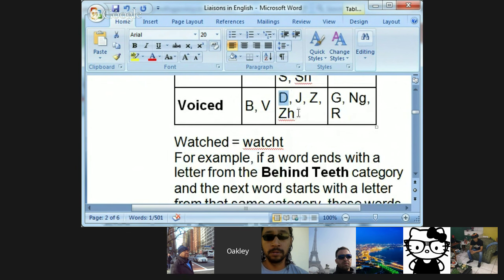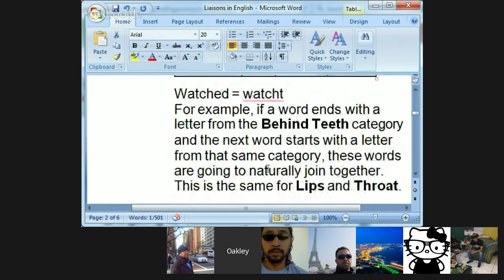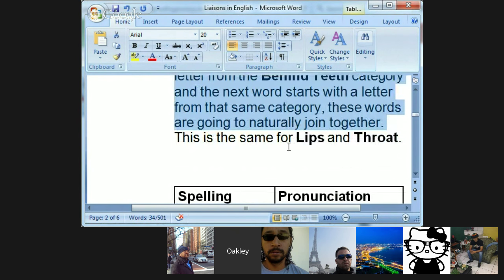Okay. Well, to further explain, and we'll try this out, everybody's going to get a chance to try this out because it's really the most complex one. If a word ends with a letter from behind the teeth category and the next word starts with a letter from the same category, these words are naturally going to be joined together, blended together. Same for lips and throat.